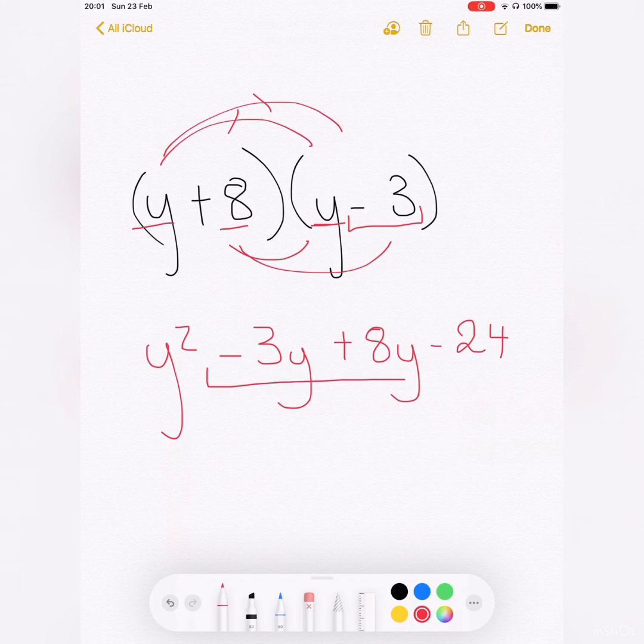Again, these are both y's, so we can tidy that up. So we get minus 3 plus 8 is positive 5y. So then we just put the other two around it.